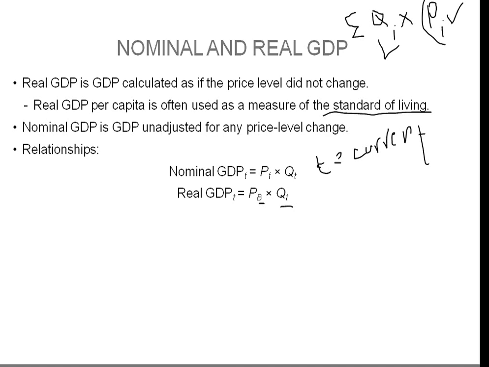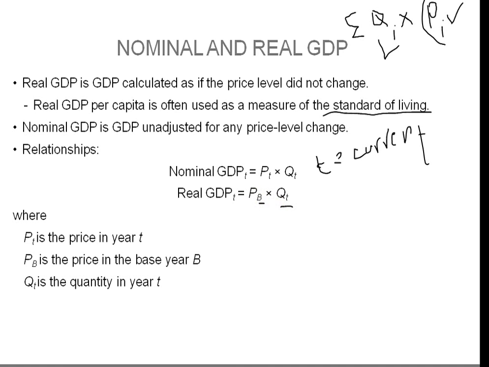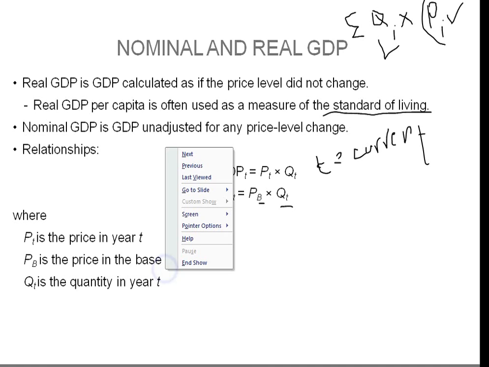Basically that is adjusted by the statisticians, where here we can explain it. PT is the price in year T, PB is the price in the base year, QT is the quantity in year T.